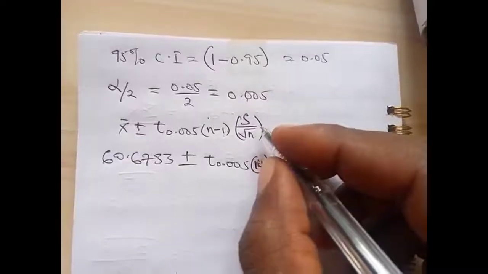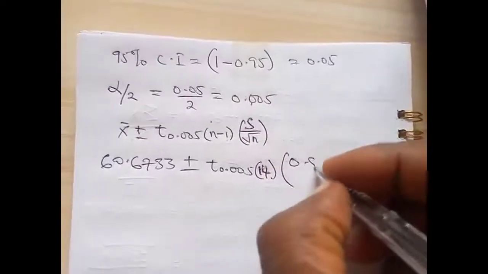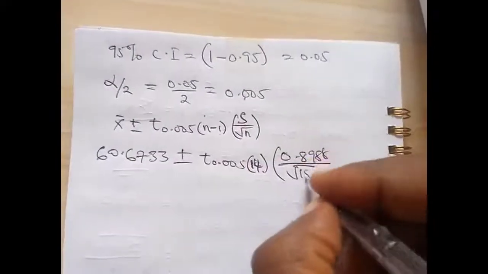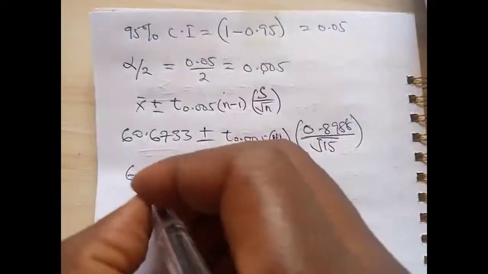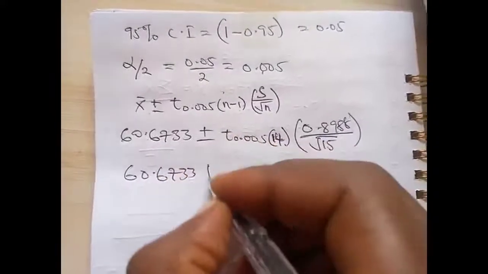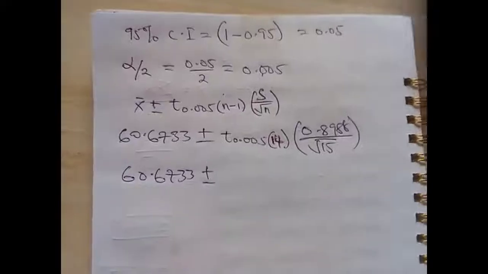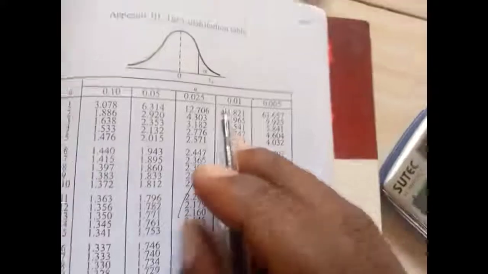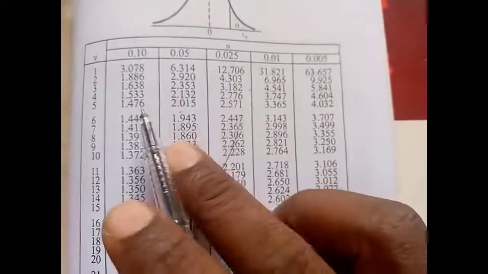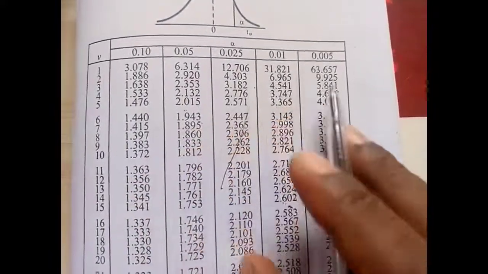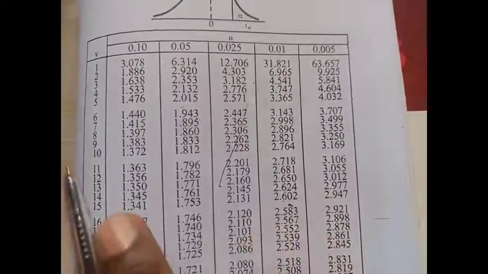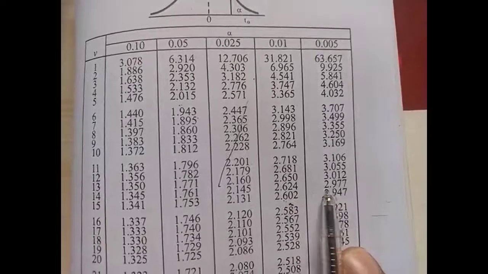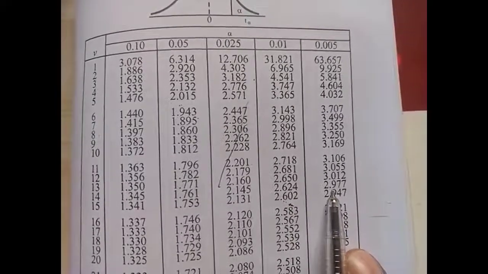Into our standard deviation, we got it to be 0.8988 over our n, that's square root of 15. So 60.6733 plus or minus, if we go to the t table, we are looking for 0.005 under 14. This is 14, 0.005 under 14, what we are getting is 2.977.